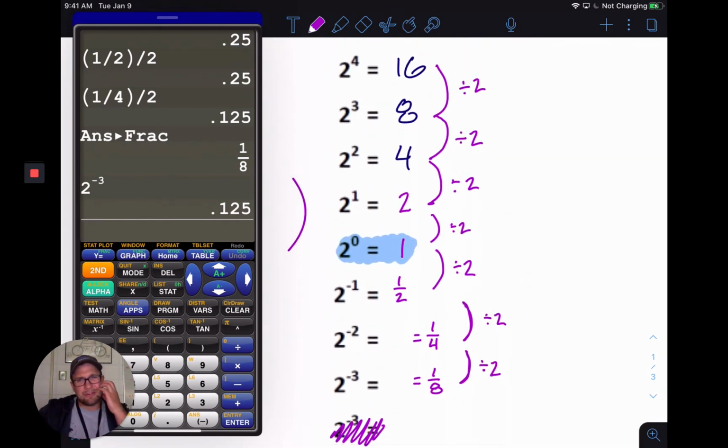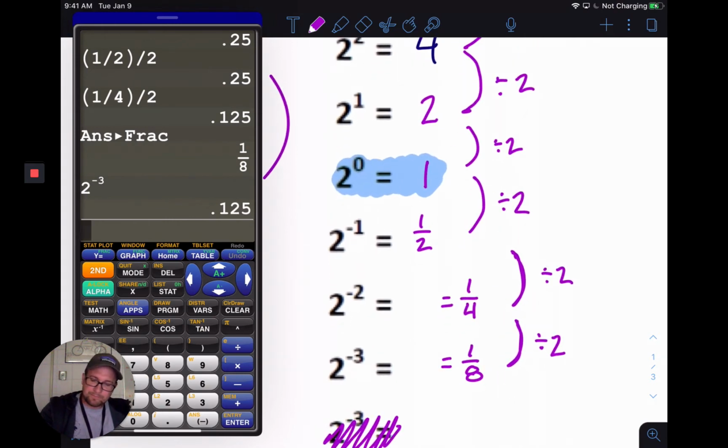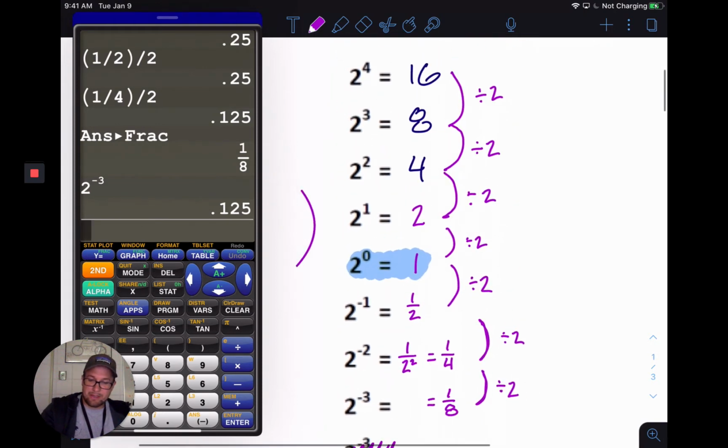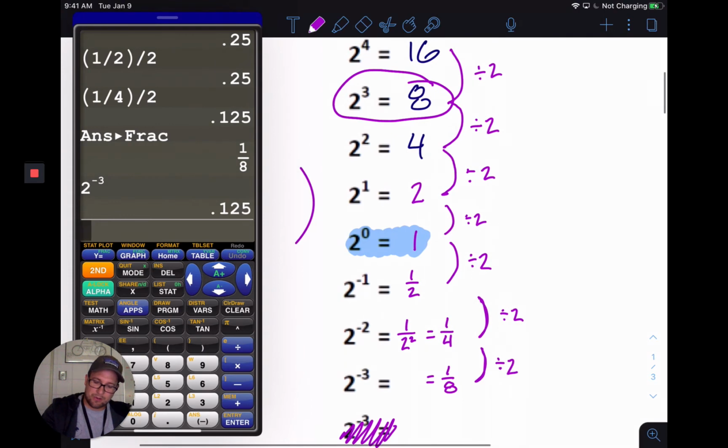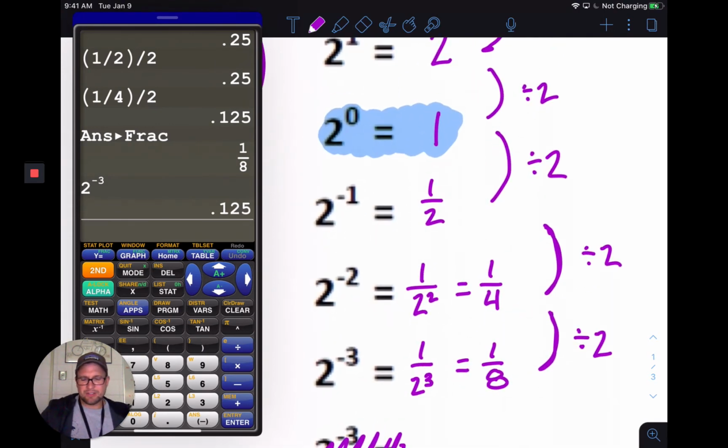Now, let's think about this for a second. Can we rewrite these in a way that maybe makes a little bit more sense to us? And I think we can, because isn't 4 just really the same thing as saying 2 to the second power? And if I look at 8, according to my list up here, 8 is really the same thing as just saying 2 to the third power. And maybe we start to see a pattern here.